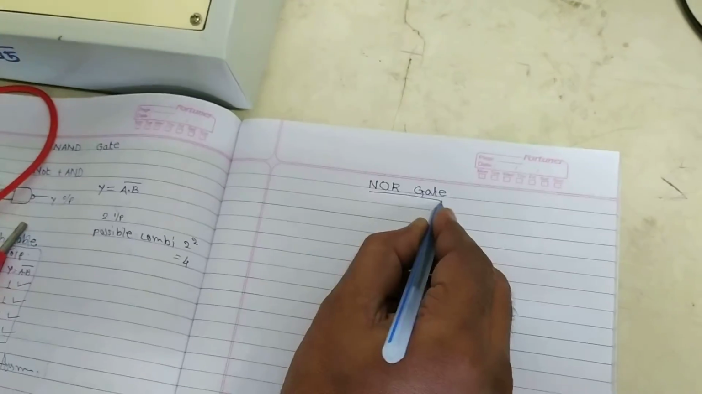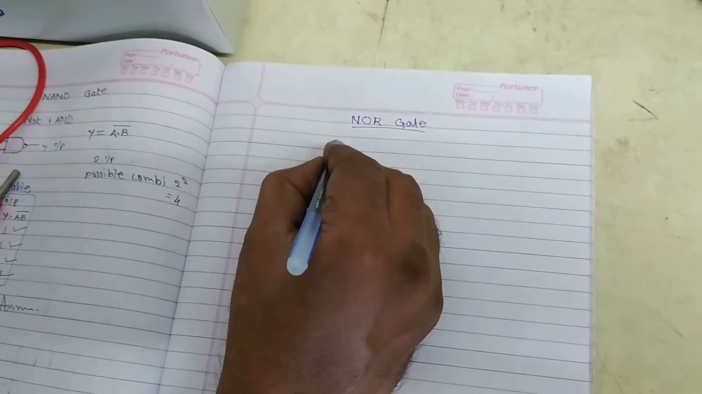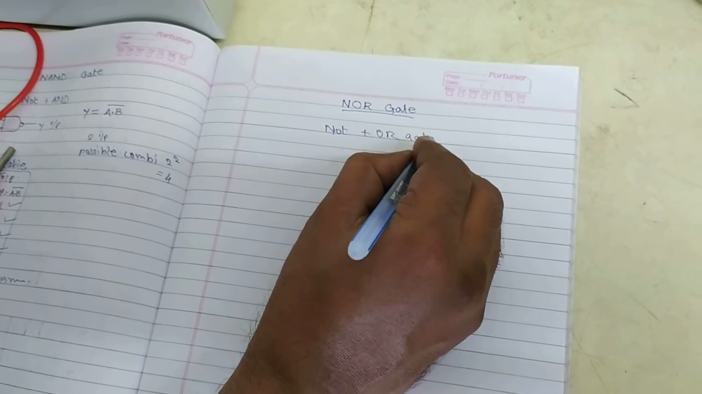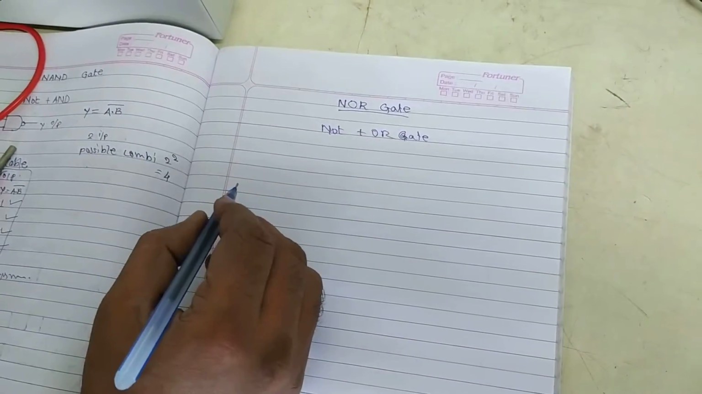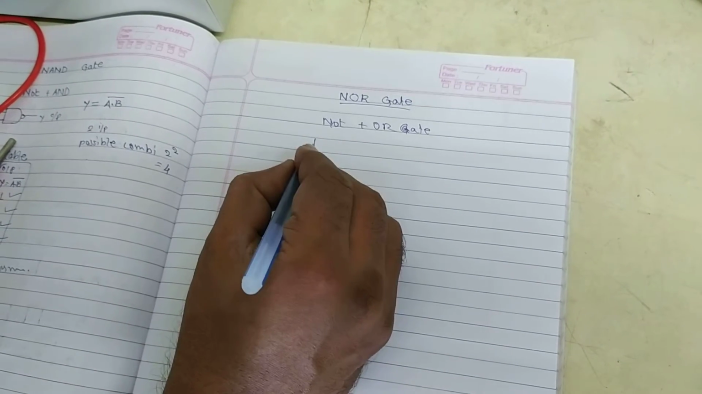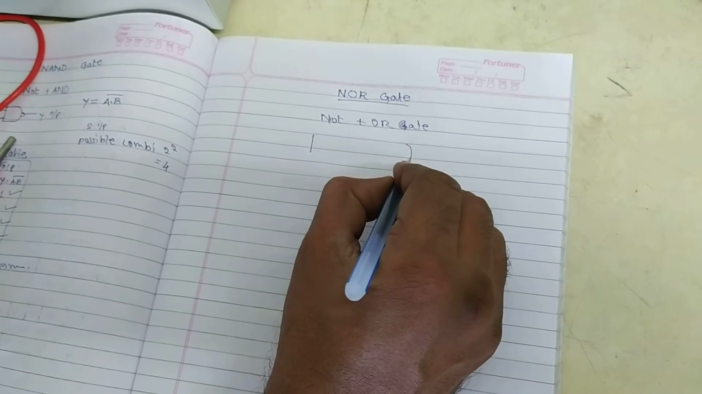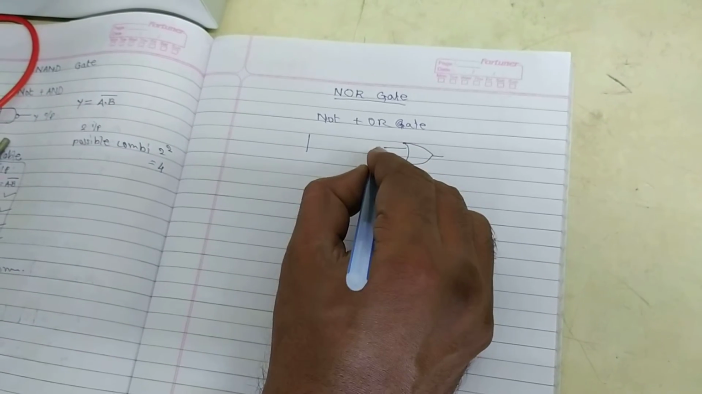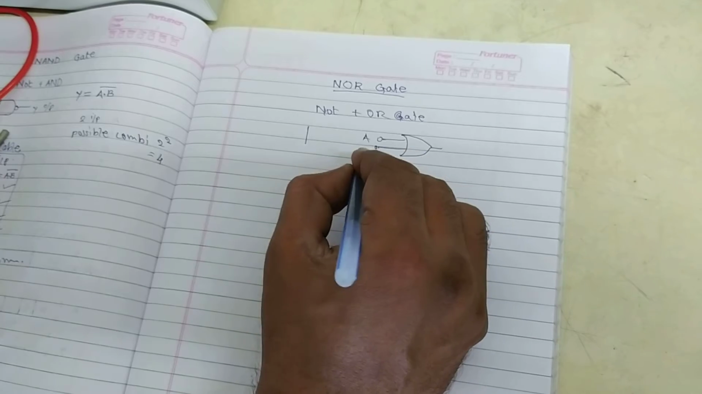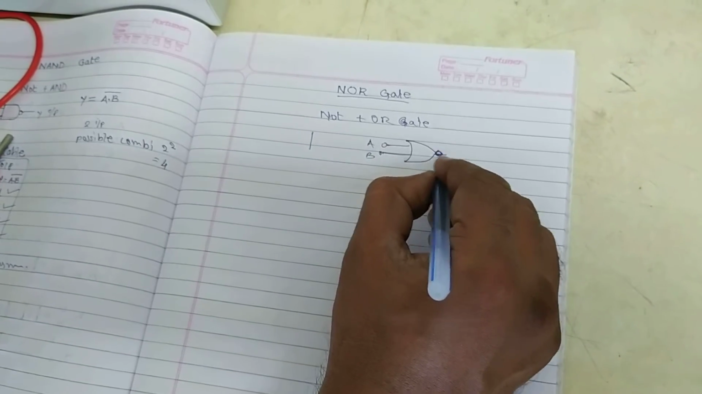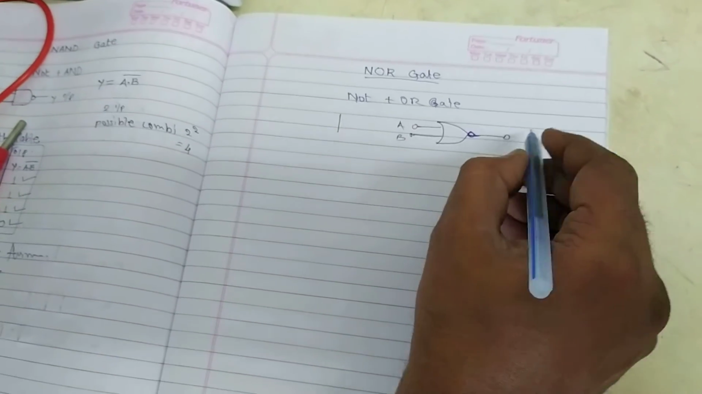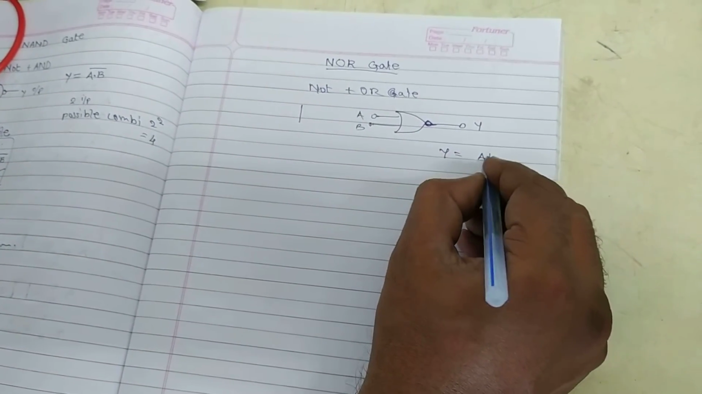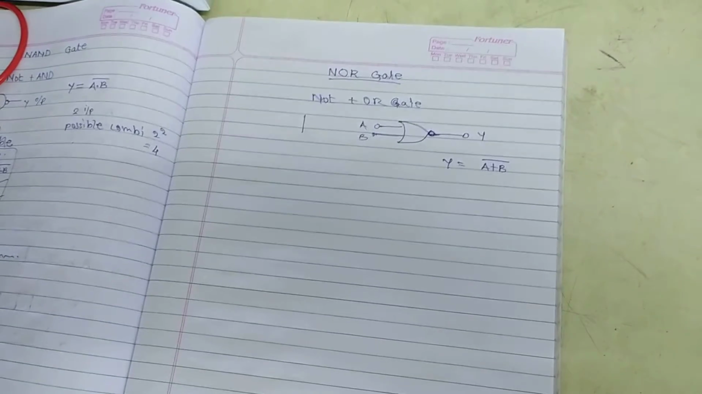Important universal gate, that is known as NOR gate. This is NOT gate plus OR gate. Okay, and its symbol is like this. This is the NOR gate. This is OR gate. Two inputs A and B, and here it is bubble. Bubble for NOT gate. So its Boolean expression is y is equal to (A or B) bar.